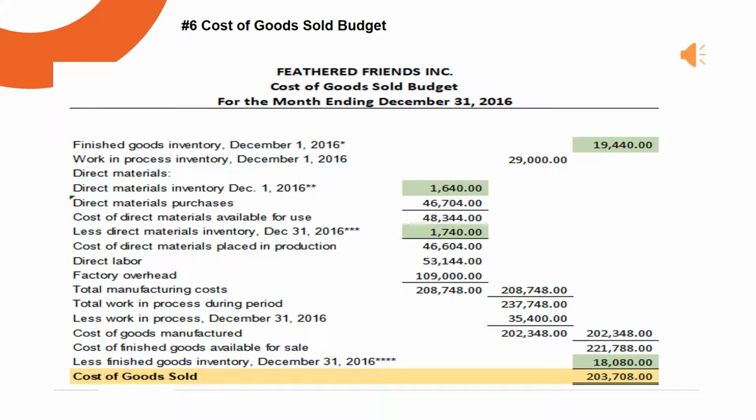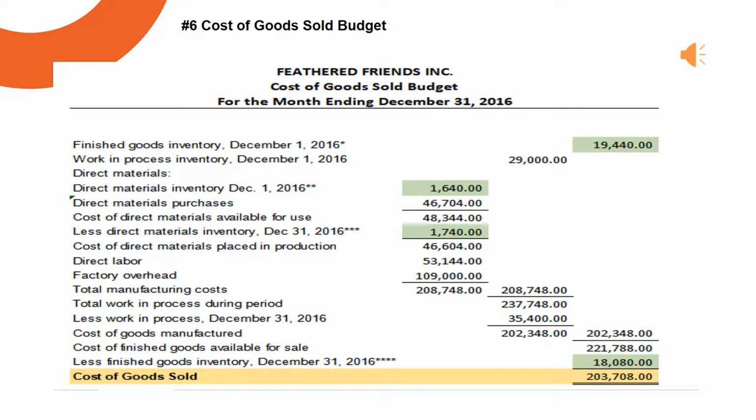The problem also gave us the direct materials used in the manufacturing of the birdhouse and in the manufacturing of the bird feeder. The direct labor requirements were given as well as the estimated factory overhead costs for December, which are indirect factory wages of $75,000, depreciation of plant and equipment of $23,000, power and light of $6,000, and insurance and property tax of $5,000.